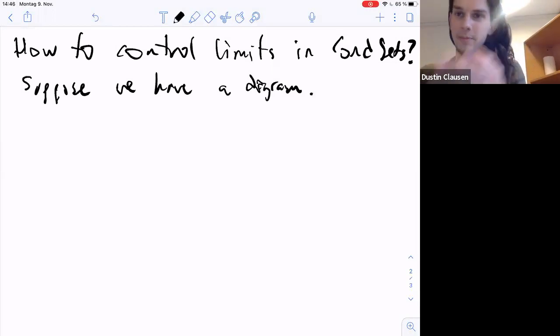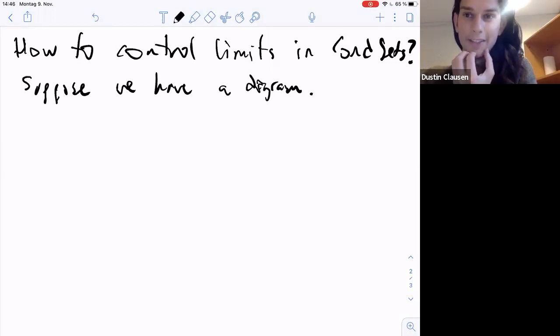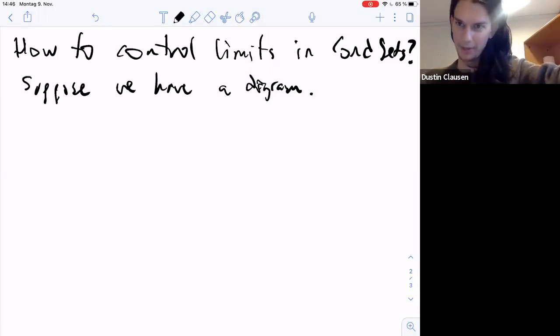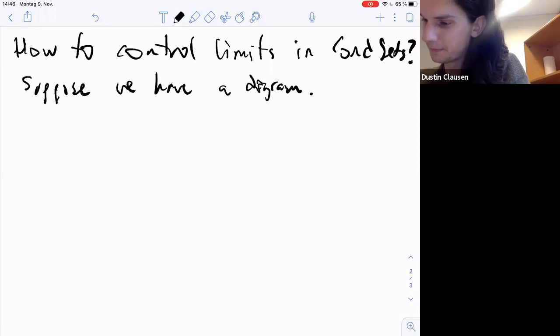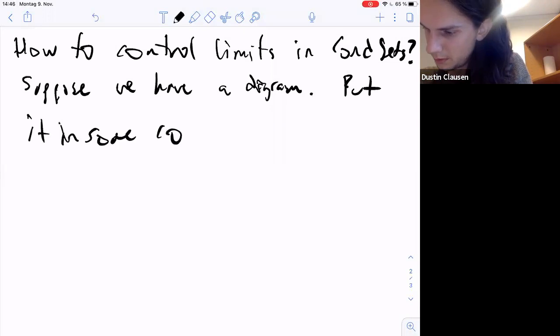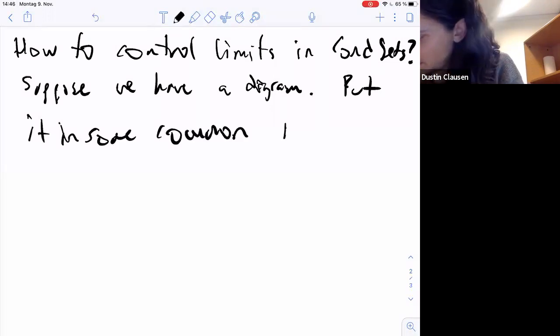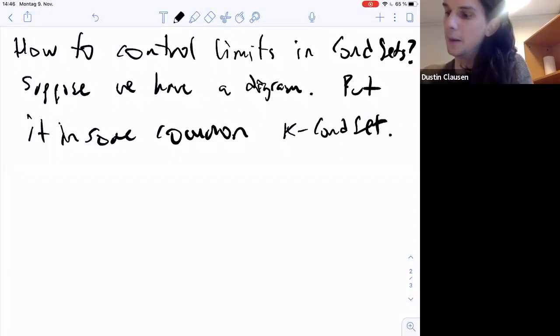Then each term in the diagram is going to be a kappa condensed set for some kappa. And by enlarging kappa, we can assume kappa is the same for all of the objects in the diagram. So each object in the diagram is a colimit of kappa small condensed sets for some fixed kappa. Put it in some common kappa condensed. Then we want to know what happens when you take the limit there, and then when you increase kappa prime.